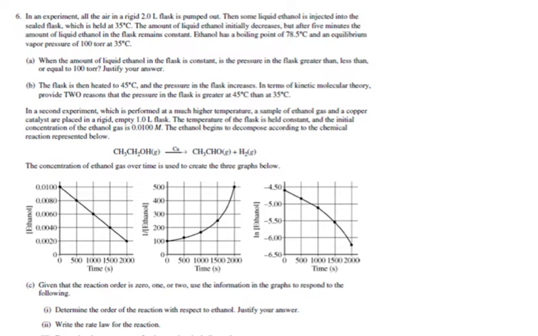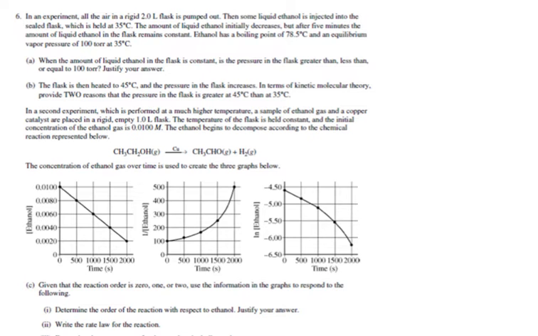In an experiment, all the air in a rigid 2 liter flask is pumped out. Then some liquid ethanol is injected into the sealed flask, which is held at 35 degrees. The amount of liquid ethanol initially decreases, but after 5 minutes, the amount of liquid ethanol in the flask remains constant. Ethanol has a boiling point of 78.5 degrees and an equilibrium vapor pressure of 100 torr at 35 degrees. So, a lot of information. A, when the amount of liquid ethanol in the flask is constant, is the pressure in the flask greater than, less than, or equal to 100 torr? Justify your answer. So you really have to understand what it's all saying.